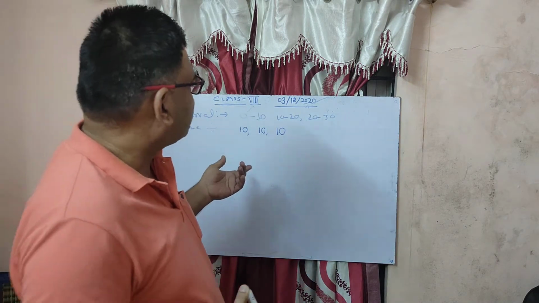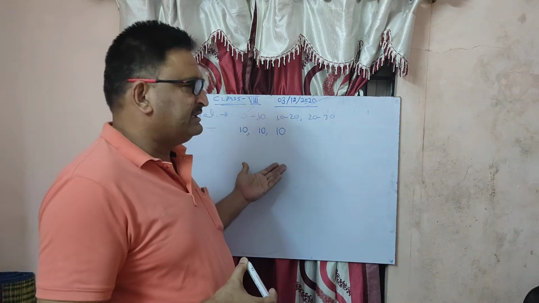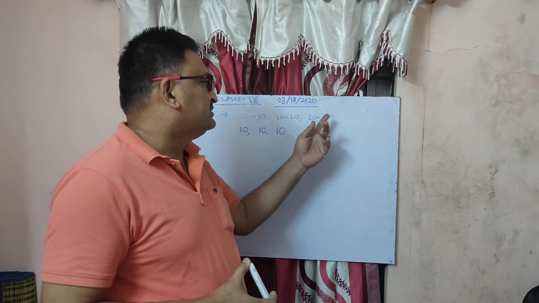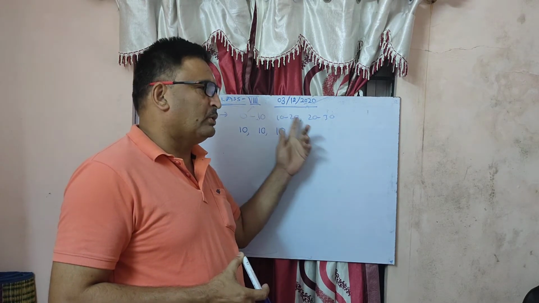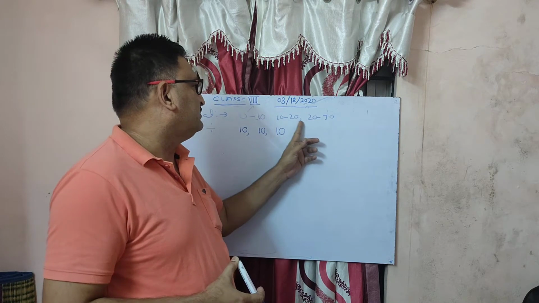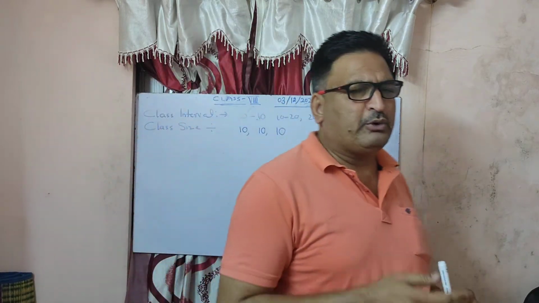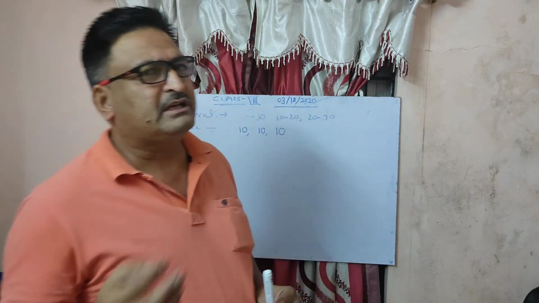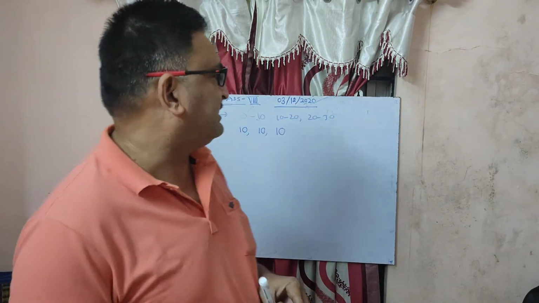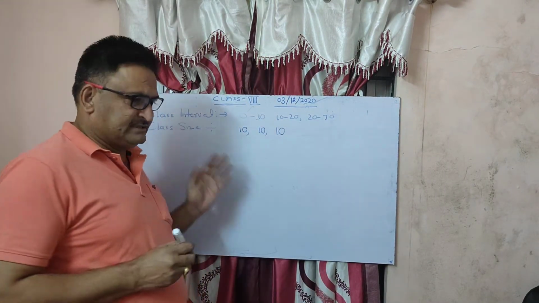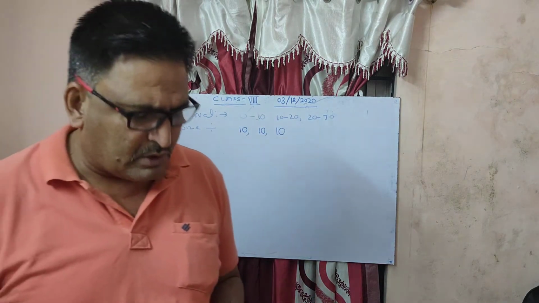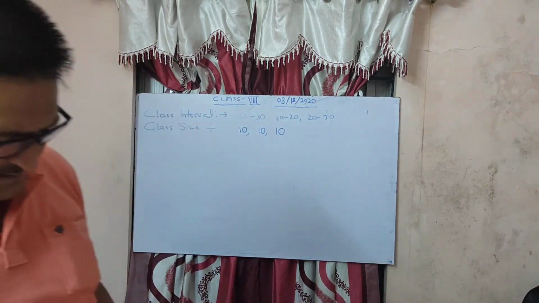And how to find the class size? It is easy. Upper limit minus lower limit: 30 minus 20, 20 minus 10, 10 minus 0. Anything. You can take only one and just subtract the lower limit from the upper limit, and you will get the class size. Now you understood what we mean by the class size.